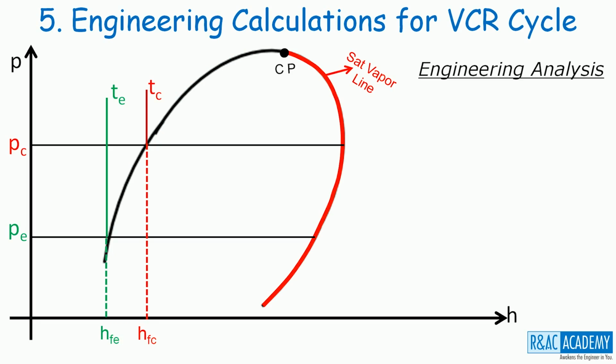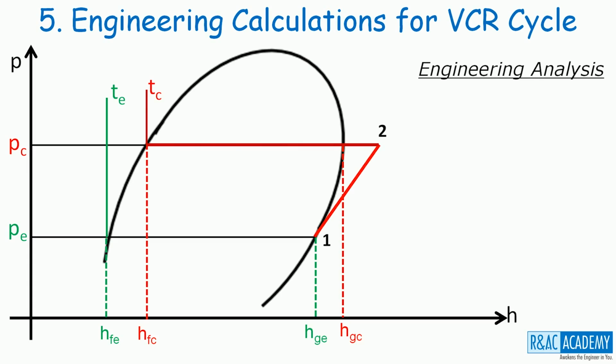These two are the enthalpies of saturated liquid corresponding to PC and PE and these two are the enthalpies of the saturated vapor corresponding to PC and PE. We will now superimpose the simple VCR cycle 1, 2, 3, 4 on this pH diagram. Let us mark this point as 2'. We will now see what is the data that is available with us now.